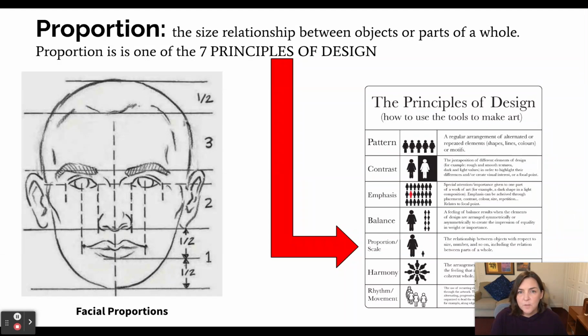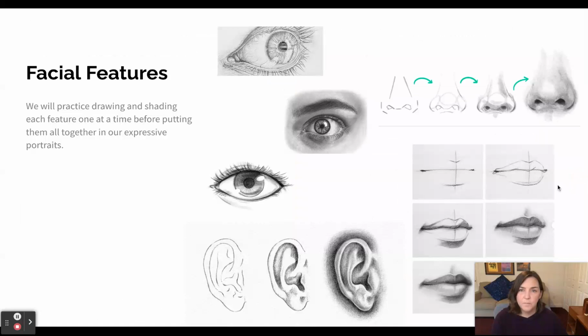Proportion is one of the principles of design that refers to the size relationship between objects or parts of a whole. In this case, the whole will be the face. In this unit, you will learn how to create accurate facial proportions in order to create a realistic portrait with all facial features sized correctly. In addition to learning correct facial proportions, we will look at each feature of the face individually in order to learn how to use shapes and shading to accurately represent each feature.